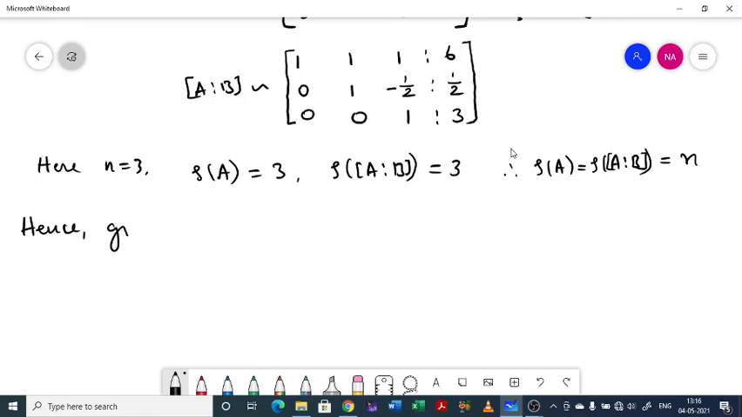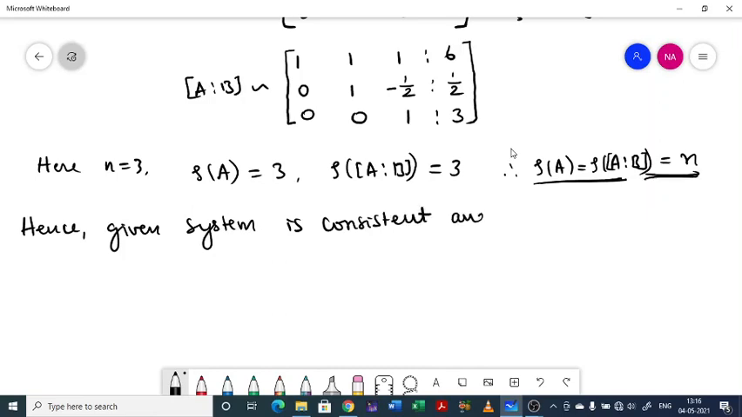Hence, the given system is consistent from this part and possesses only one solution. Unique solution case, possesses only one solution. So you need to determine that solution. From this matrix you have to write the equations. That is very much easy. Very much interesting.